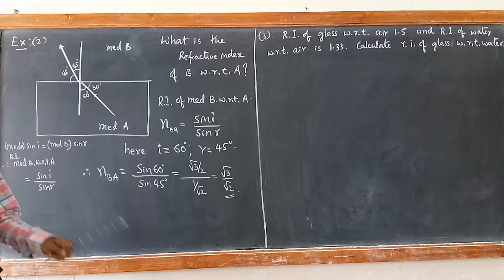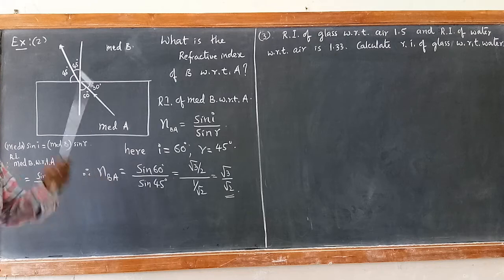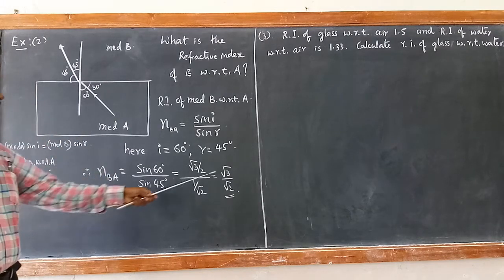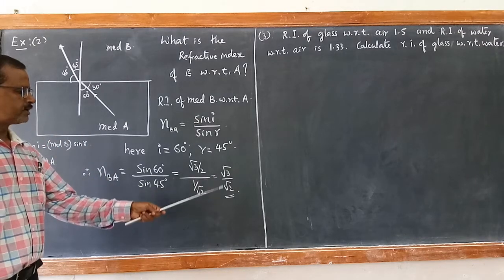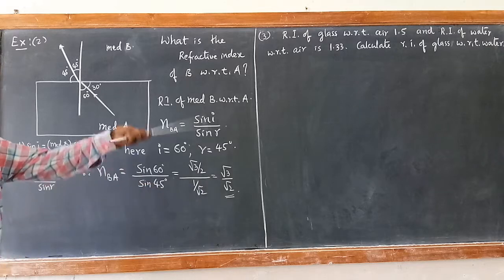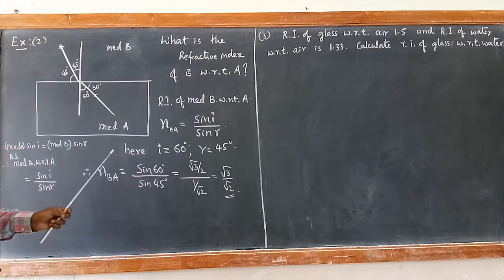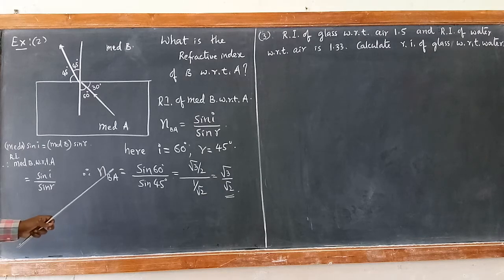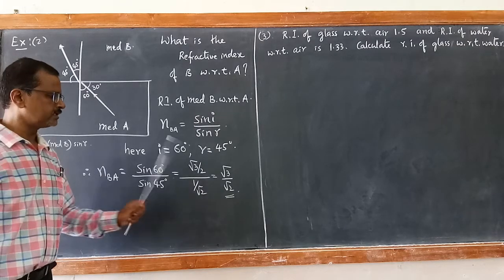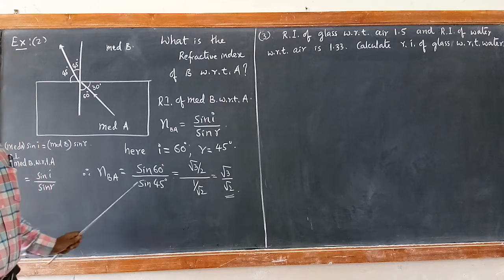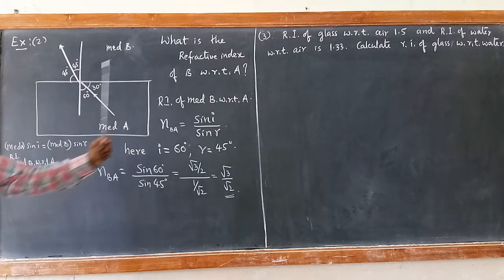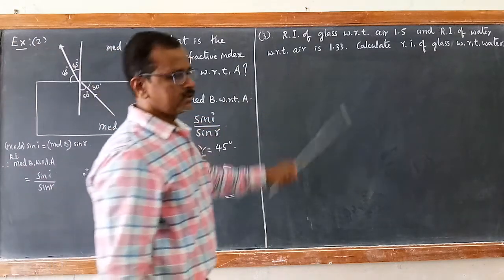4 options will be given, all looking similar: one will be root 3 by 2, another will be root 3 by root 2, one more will be root 2 by root 3, and one more will be 1 by root 3. So all will be confusing. Exactly when you solve this, you will be able to get the correct option. Now this is example number 1. Now let us see the next example.